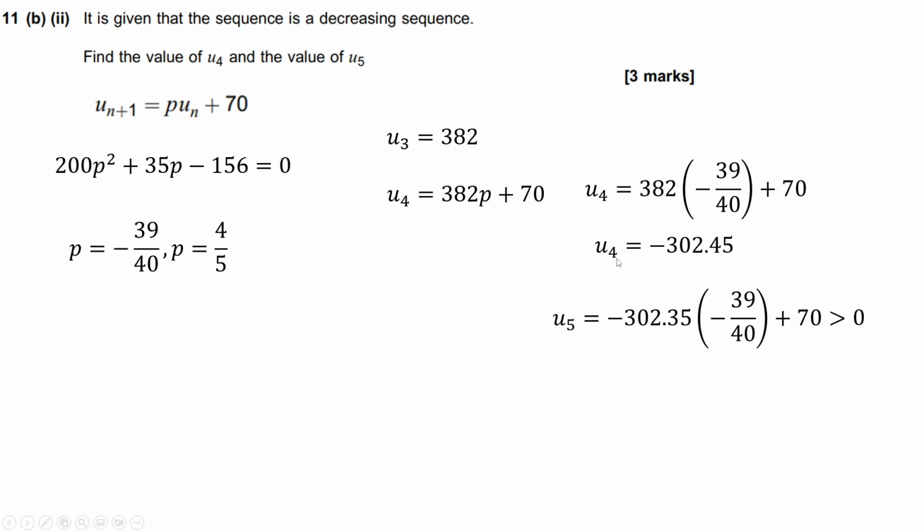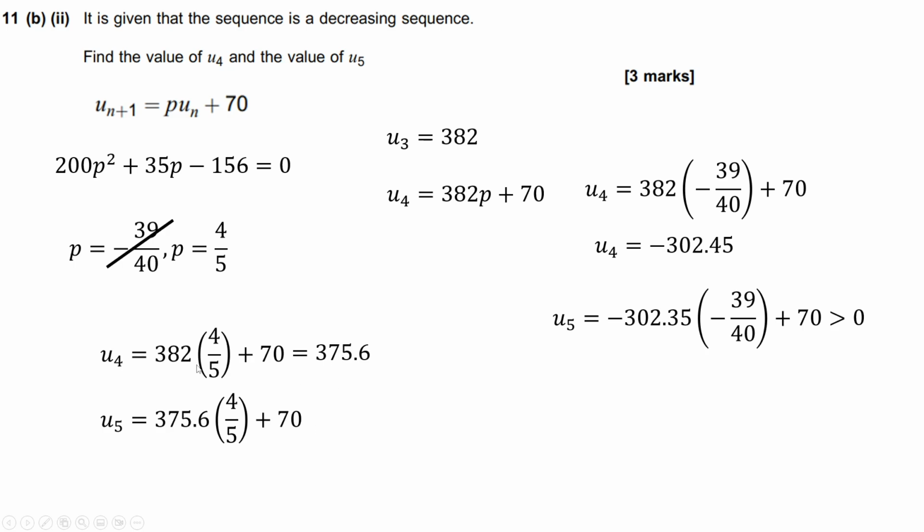But notice how when we've gone from u4 to u5, we've actually increased. So this series between u4 and u5 is increasing, but we said it was a decreasing series. So that means p equals minus 39 over 40 is definitely not the correct answer for p. And so we'll try 4 over 5. So u4 is, just plug in 4 over 5. You'll get this, and then for u5, just plug it in again. You'll get this, and this makes sense, because it's decreasing. It's gone down by like 5 point something. So all of this you don't need.